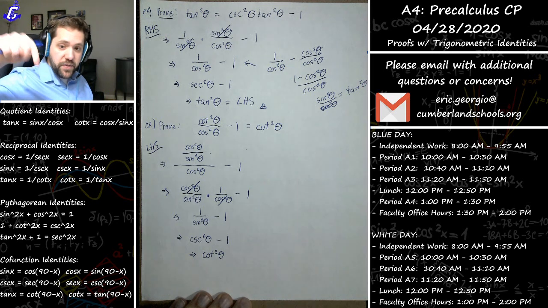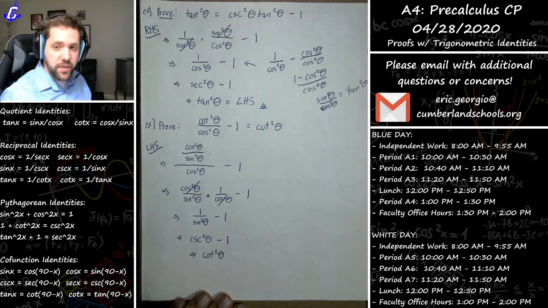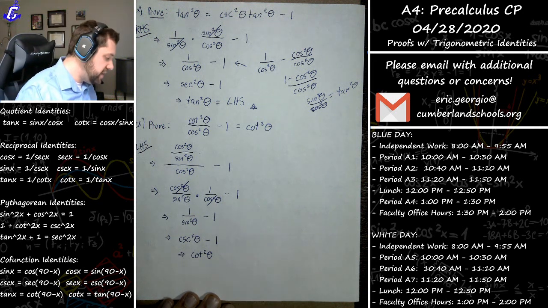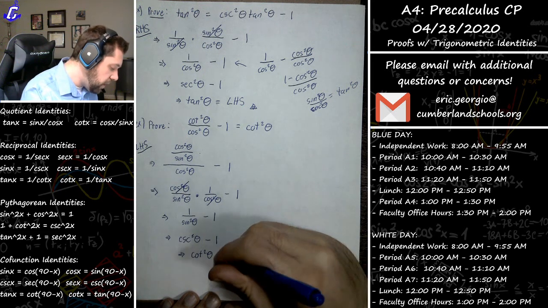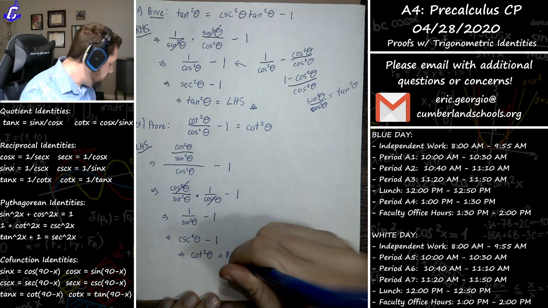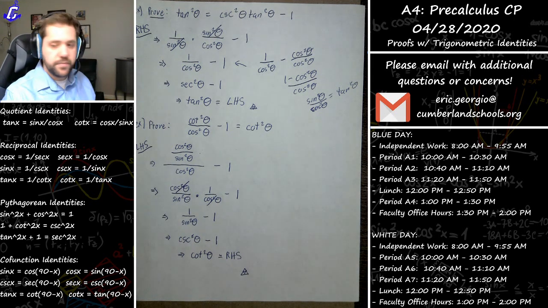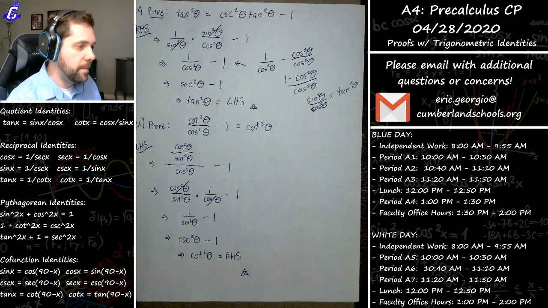See that middle Pythagorean identity right on the little sidebar below me? If you subtracted 1 from both sides, you would see cosecant squared theta minus 1 is equal to cotangent squared of theta. That's exactly what we were looking for on the right-hand side. And so our proof is done. Okay, we've accomplished the goal.